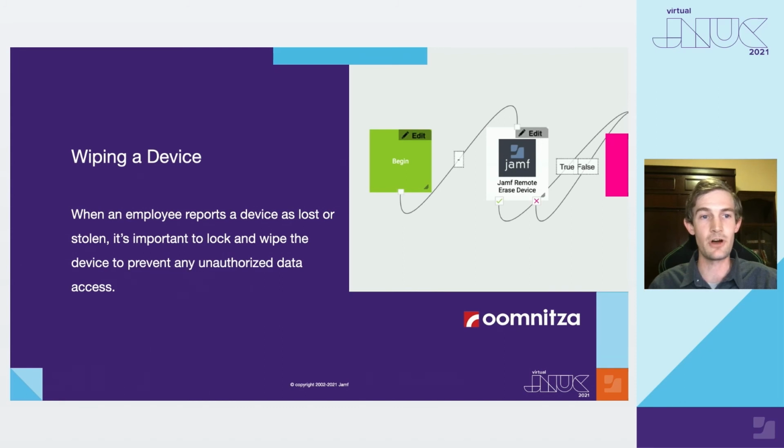Now, not only are we able to lock a device, but we are able to wipe or erase a device as well. This is certainly important when it comes to an employee reporting a device as lost or as stolen. It's critical that we are able to lock and wipe the device to prevent any unauthorized data access or data leakage. Since this is a more irreversible process compared to locking a device, we may want a human step or a human approval ahead of this, where that employee's manager or another responsible individual reviews the request to erase a device, and they can actually make that approval.